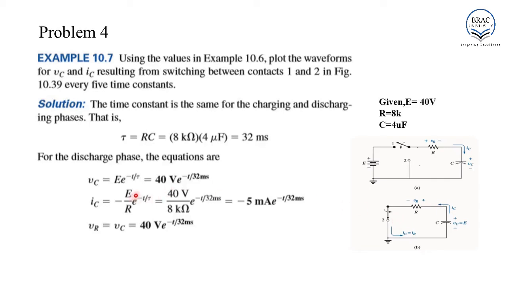Hence, VC will be equal to E e to the power minus t by tau for the discharging phase. That is, VC equals 40 volts e to the power minus t by 32 milliseconds. IC will be equal to minus E by R, where the minus sign indicates that IC has been reversed in direction, e to the power minus t by tau, which equals minus 5 milliampere e to the power minus t by 32 milliseconds. And VR will be equal to VC, which equals 40 volts e to the power minus t by 32 milliseconds.